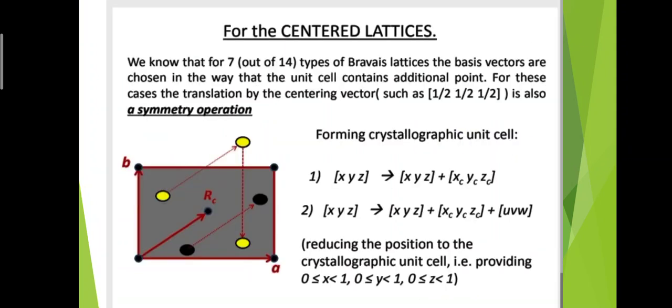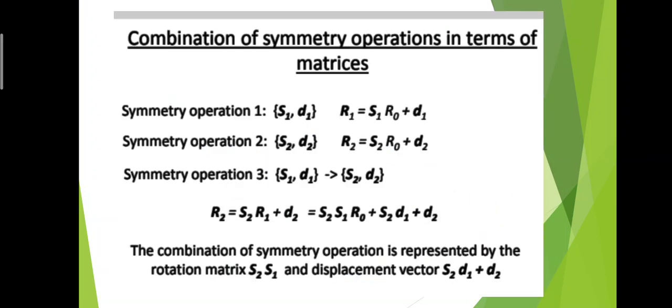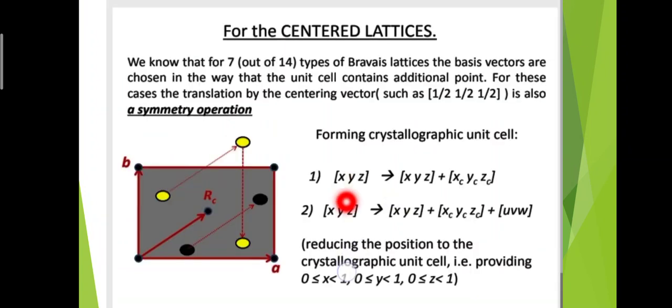For the centered lattice, we know that for 7 out of 14 types of Bravais lattices, the basis vectors are chosen in the way that the unit cell contains additional points. For these cases, the translation by the centering vectors such as 1/2, 1/2 and 1/2 is also a symmetry operation. Forming the crystallographic unit cell: xyz, xyz plus xc, yc, zc, and xyz plus xc, yc, zc plus uvw.